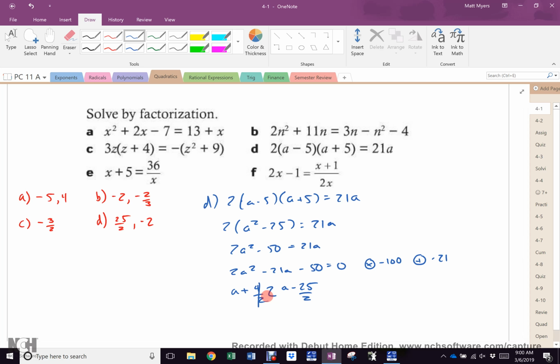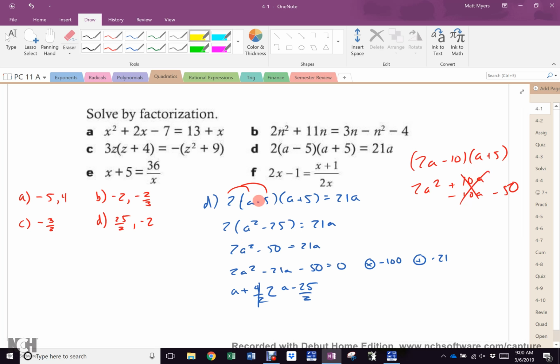Everybody cool? Because, of course, a great many of you probably wanted to distribute this 2 in there right away, right? So you would have had 2a minus 10 times a plus 5, yes? Which would have given you 2a squared plus 10a minus 10a minus 50. They disappear. 2a squared minus 50. You got the same thing. It just took longer. And more importantly than it took longer, it gave you a chance to screw it up.